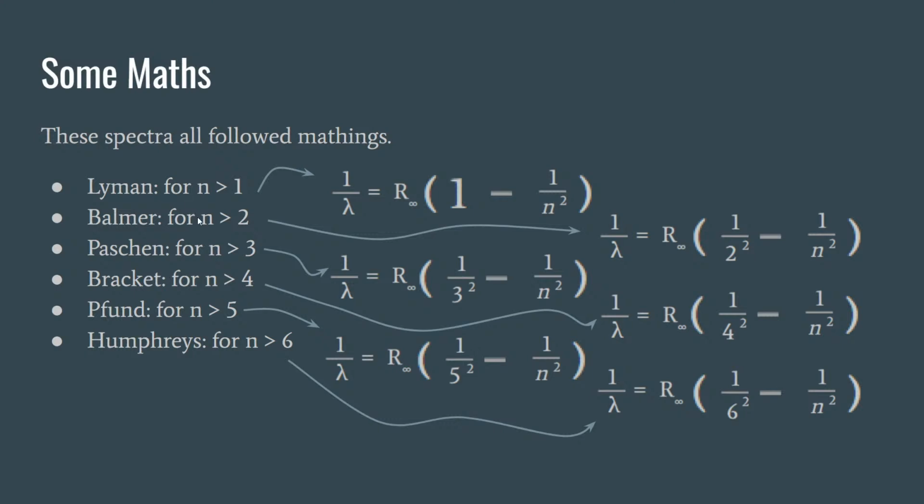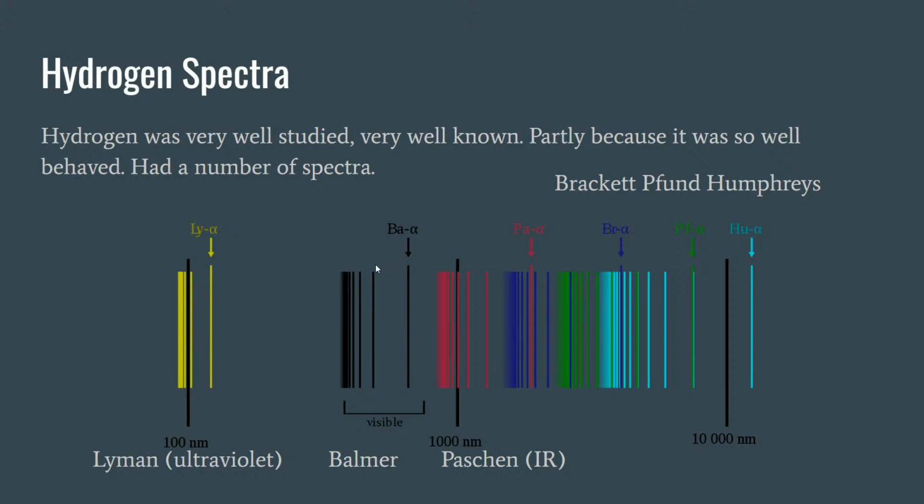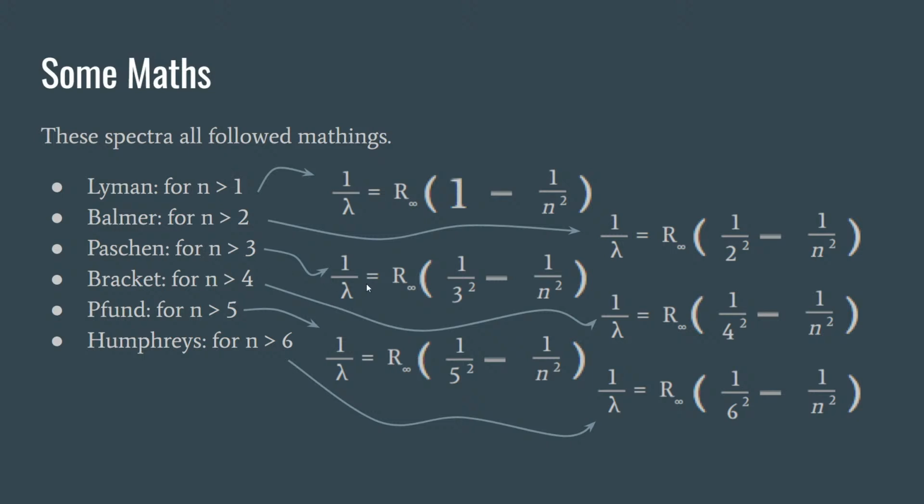And then Balmer found almost the exact same thing. 1 over the wavelength, same constant, but instead of 1 minus 1 over n squared, it's 1 over 2 squared minus 1 over n squared, where n is greater than 2. So 1 over 3 squared, 1 over 4 squared, 1 over 5 squared, 6 squared, 7 squared, and so on. Paschen, same thing, 1 over the wavelength, same constant, 1 over 3 squared minus 1 over n squared, where n is greater than 3. Brackett, same sort of formula, but 1 over 4 squared minus 1 over n squared. Pfund, 1 over 5 squared minus 1 over n squared. Humphreys, 1 over 6 squared minus 1 over n squared.